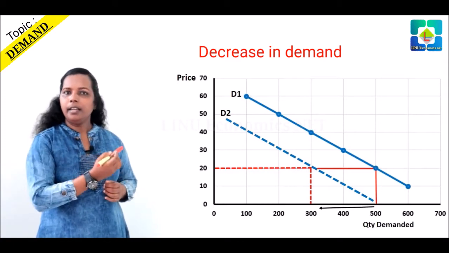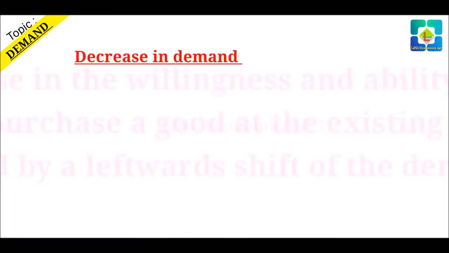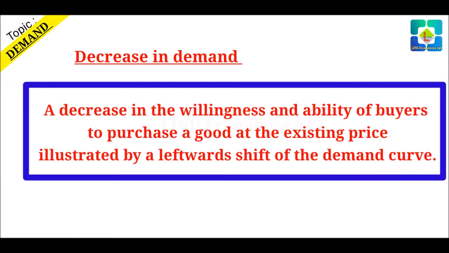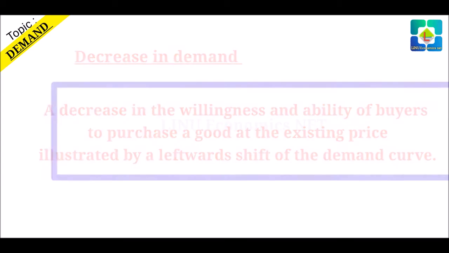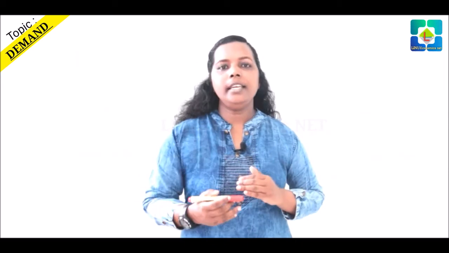This is the decrease in demand. A decrease in demand: a decrease in the willingness and ability of buyers to purchase a good at the existing price, illustrated by a leftward shift of the demand curve. So, a rise in demand at any given price causes the demand curve to shift to the right. At the same time, a fall in demand at any given price causes the demand curve to shift to the left.